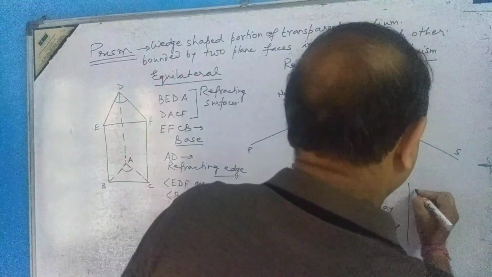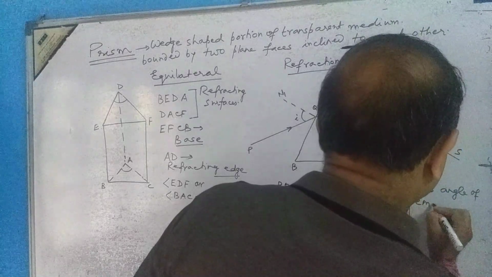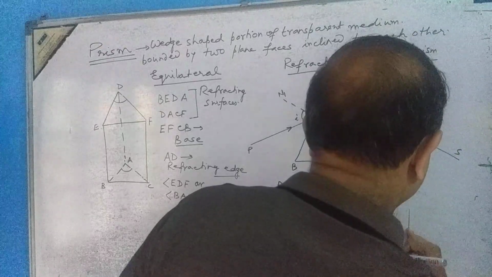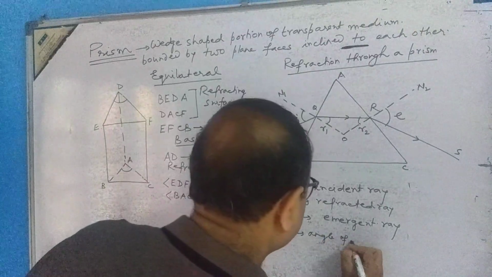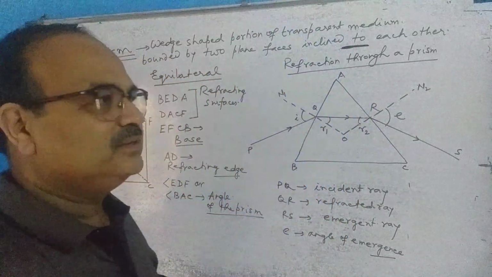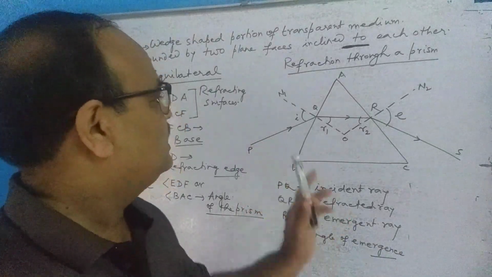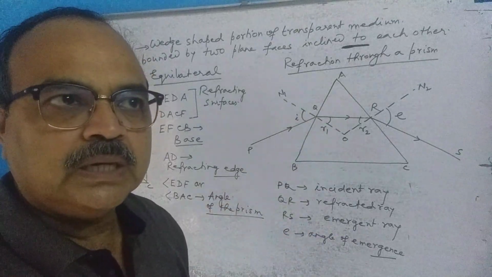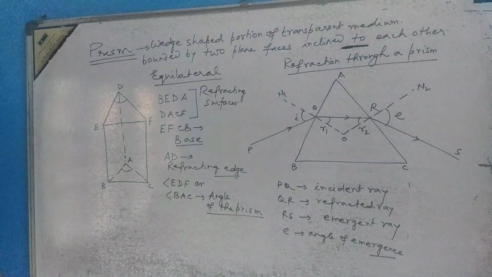Sorry, e is called the angle of emergence. I write it here, angle of emergence. And these two normals are meeting at the point O. Look, this is the figure we are getting now.